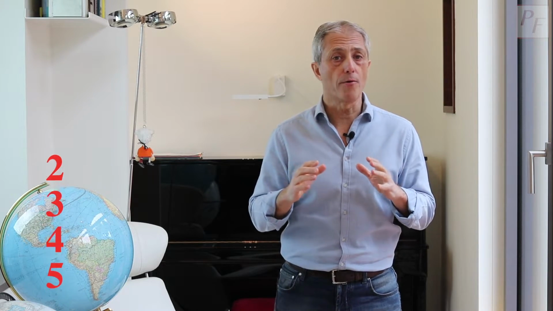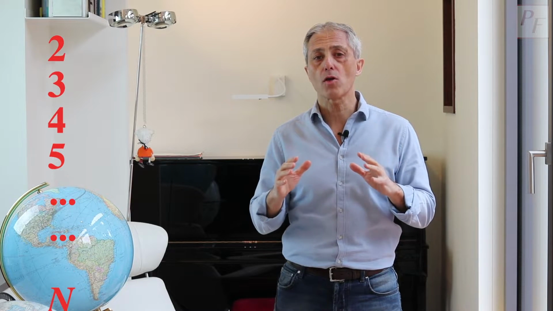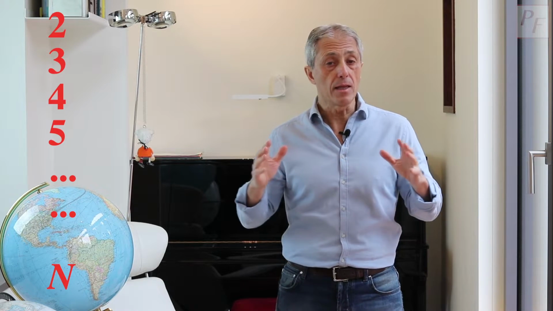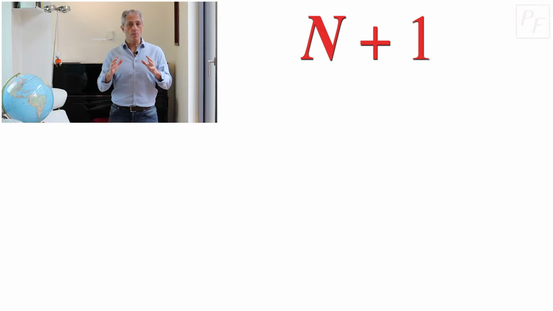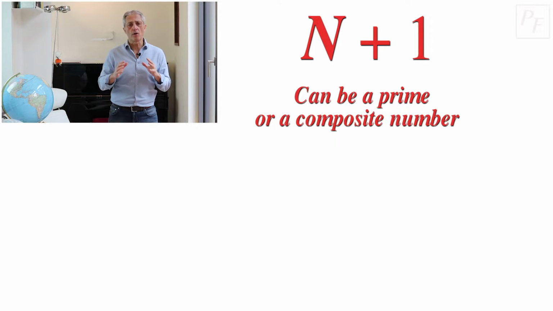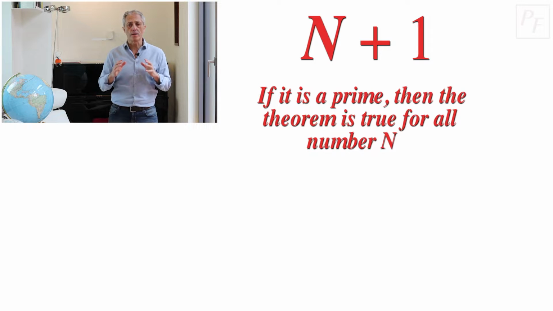Okay, let us suppose that we know how to express as a product of prime factors all numbers up to a number any, which we will call n. Then the next number, which we will call n plus 1, is either a prime number or a composite number. If n plus 1 is a prime, then the theorem is proved for all numbers up to n plus 1.